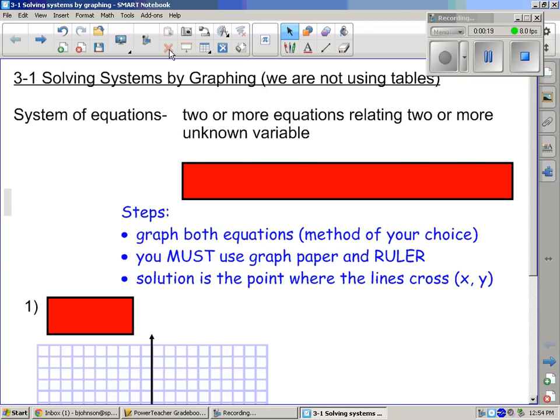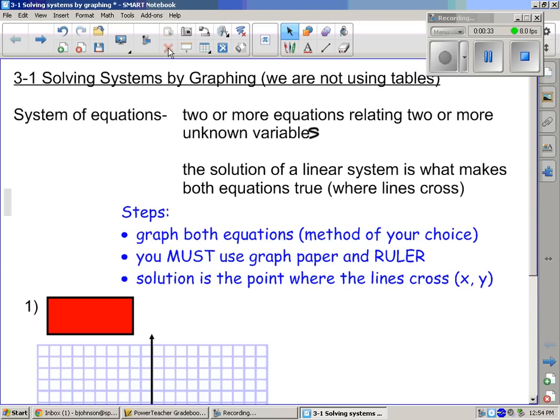So what is a system of equations? It's going to be two or more equations that relates two or more unknown variables. Those can represent real life situations, but what's important is those variables represent the same types of things. And the solution of a system is what makes both equations true. So we can solve those using algebra, which we're going to talk about a little bit later in chapter 3, or by graphing. And when we talk about graphing, your solution is going to appear where the lines cross. That represents the x and the y value that both lines share.